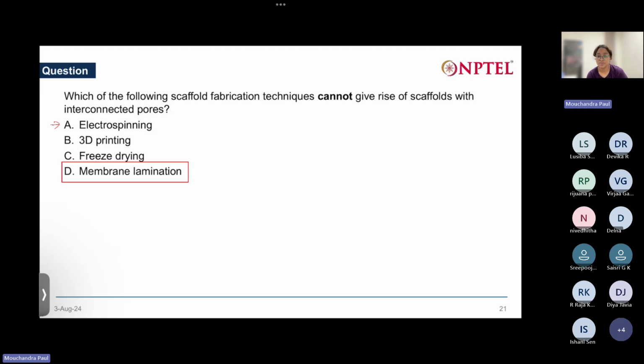You can do porosity here, but you have to add something extra, like a porogen, like salt crystals. If you dissolve these salt crystals in your polymer solution before casting the membrane, and then dissolve out the salt crystals after the polymer is cross-linked, pores of the size of the salt crystals get formed. So that is like combining membrane lamination with the technique of solvent casting and porogen leaching. So I hope now it's clear why option D is correct.